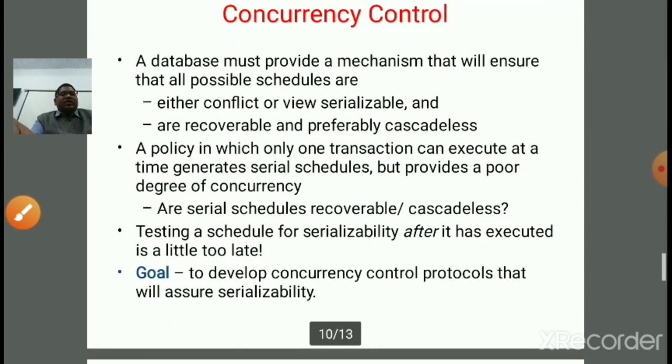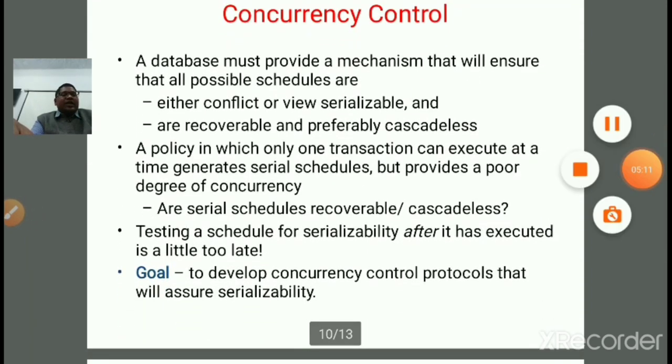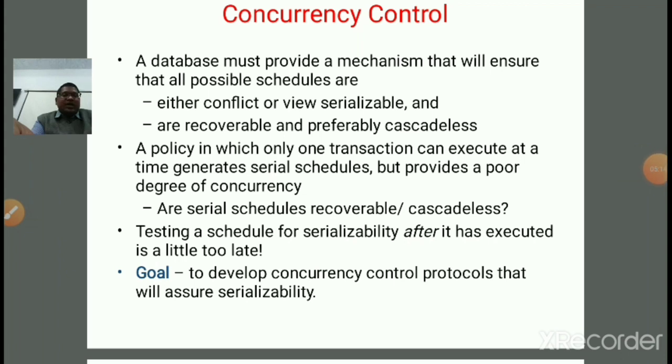Now, concurrency control. A database must provide a mechanism that will ensure that all the possible schedules are either conflict or view serializable, and are recoverable and preferably cascadeless. If there is cascading, then what happens? There may be more and more rollbacks. So we need to ensure that there is less cascading. The schedule should preferably be cascadeless, and conflict or view serializable.